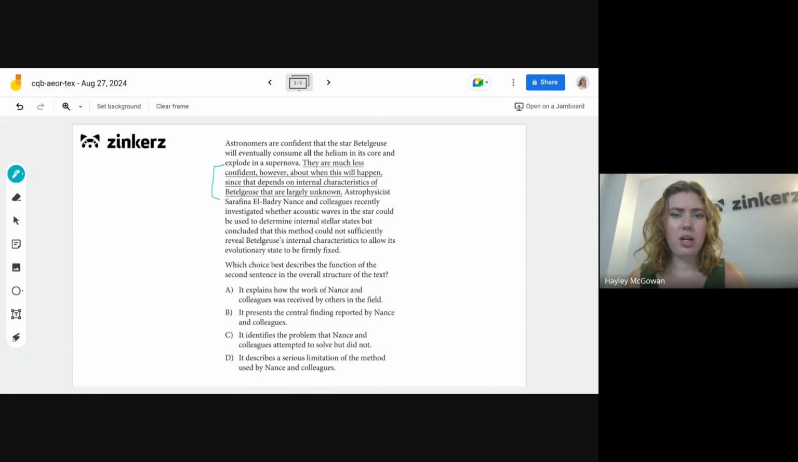They are much less confident, however, about when this will happen, since that depends on internal characteristics of Betelgeuse that are largely unknown. Right.